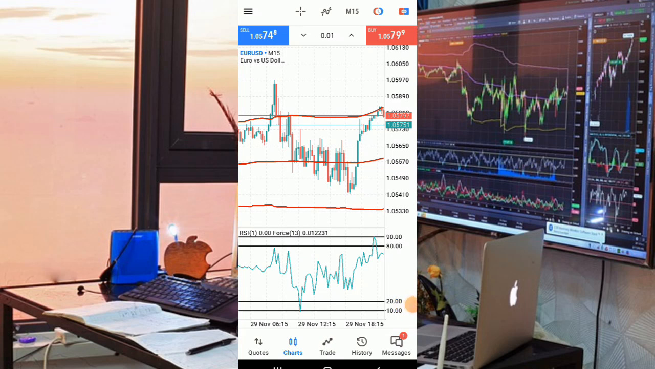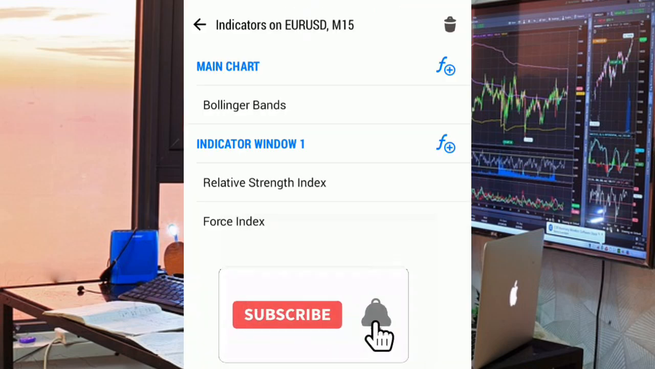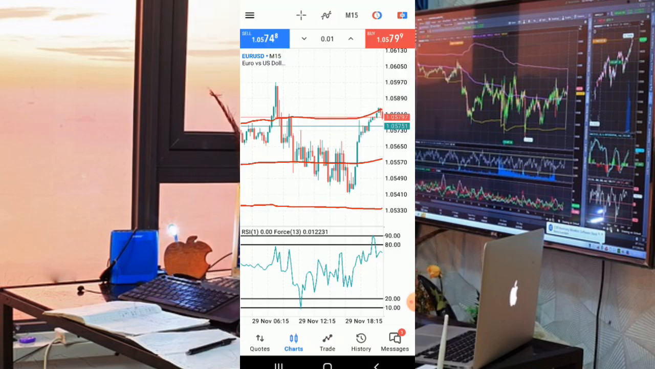As usual, we are trying new strategies to make sure that everyone is profitable, that we minimize losses and we maximize profits. So today what I have decided on is the Bollinger Bands, RSI and the Force Index. These three indicators are going to be a very wonderful combination, and I will try to explain this as simply as I can. Otherwise, they are not that complicated.